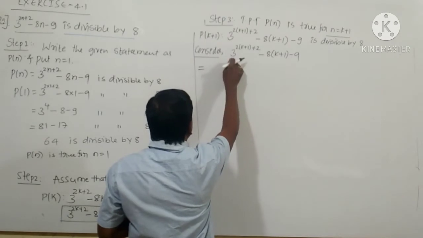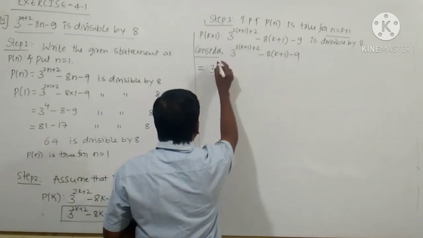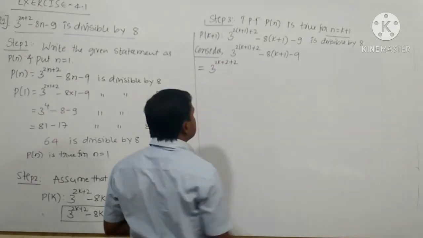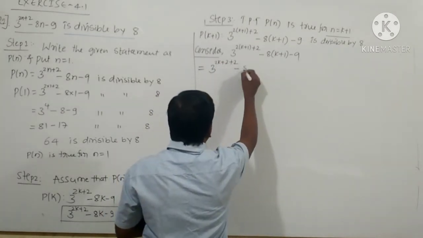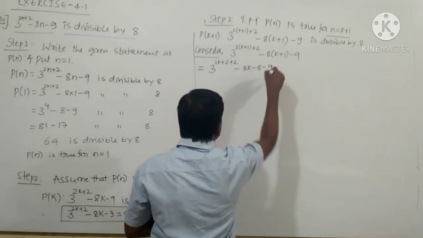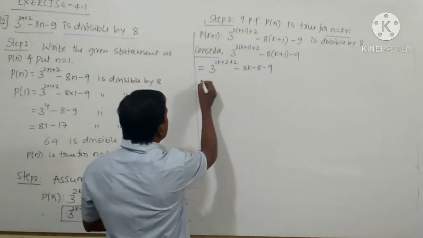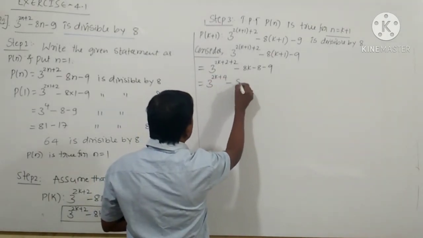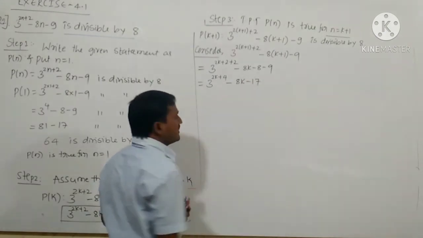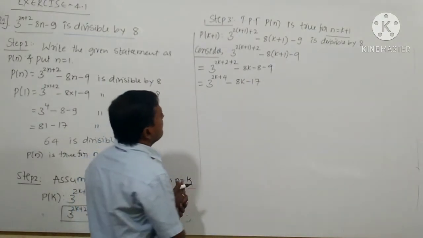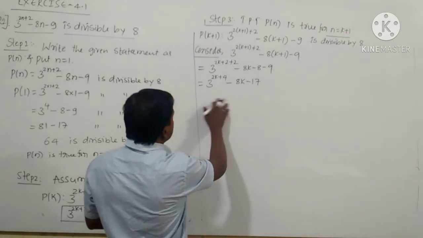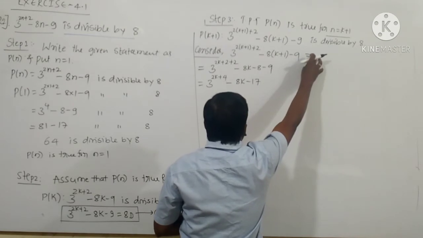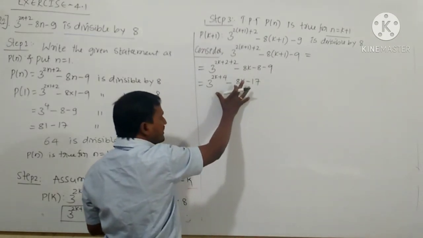So therefore here I will multiply this by 3. So clearly 3 to the power 2k plus 2 plus 2, minus 8k minus 8 minus 9. Again, clearly we will write 3 to the power 2k plus 4 minus 8k minus 17. Right. So this is the LHS, and after that here I am writing the RHS.